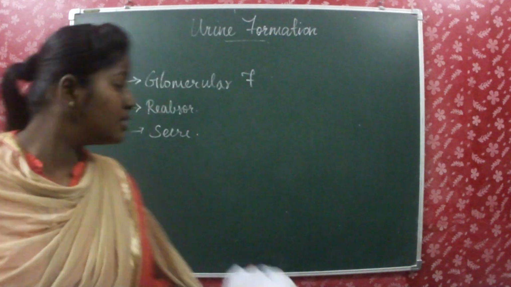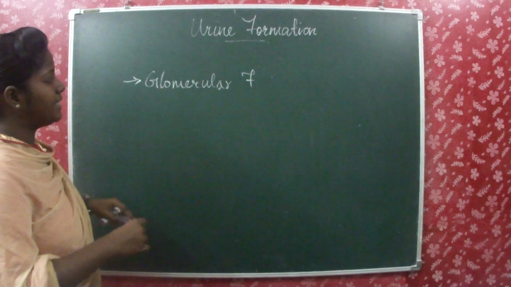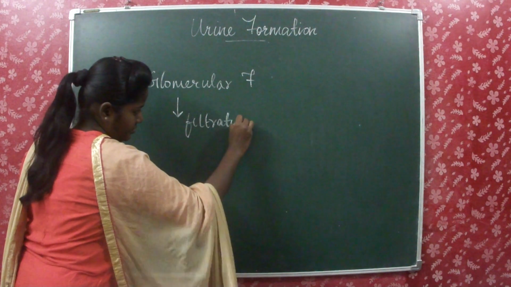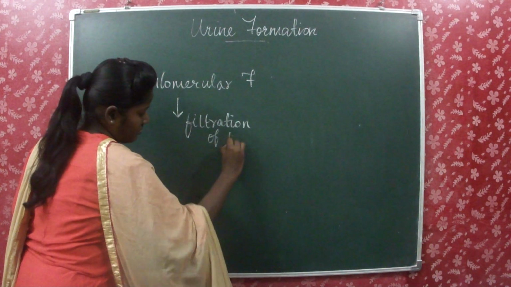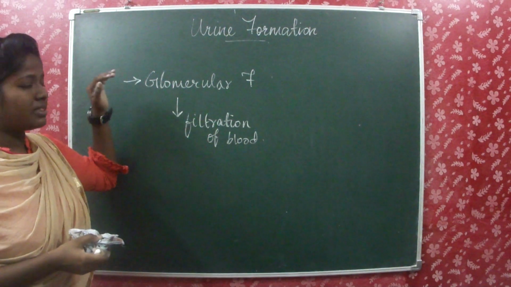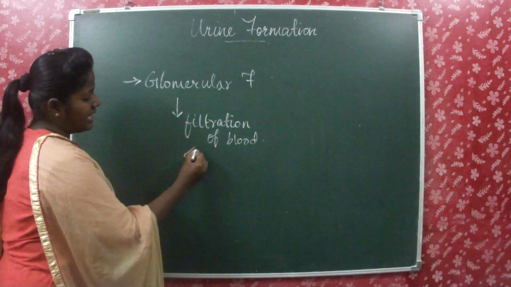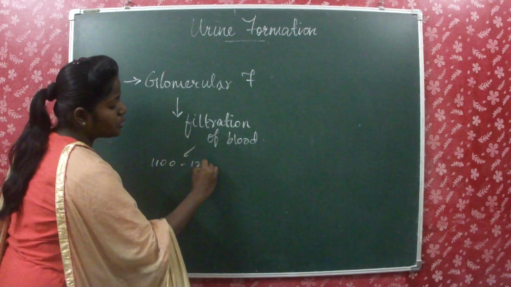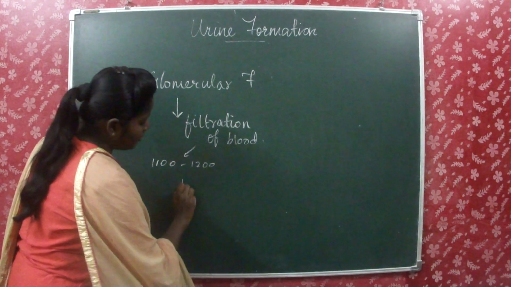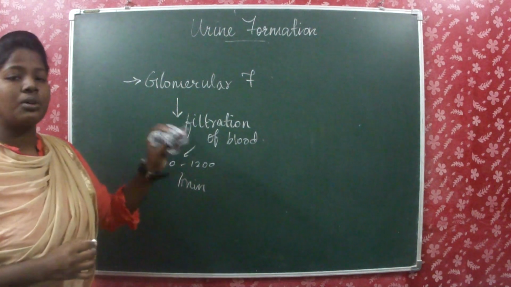So first, glomerular filtration. It is the first basic step, and it takes place in the glomerular region of the nephron, where the filtration of blood takes place, and hence it is known as glomerular filtration. The filtration rate is about 1100 to 1200 ml of blood filtered per minute.